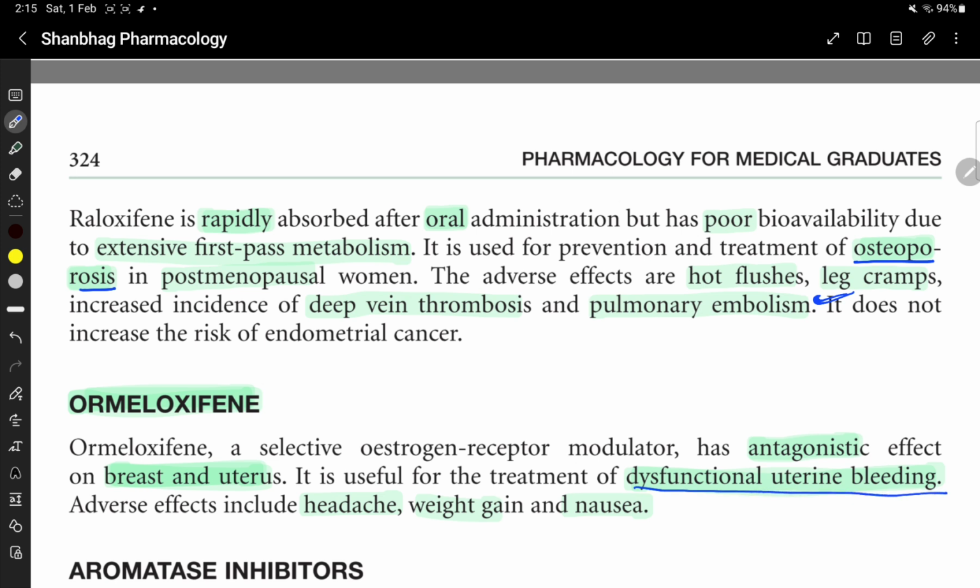Ormeloxifene का use for dysfunctional uterine bleeding. Adverse effects: headache, weight gain and nausea. Ormeloxifene has antagonistic effect on breast and uterus. Use: treatment of dysfunctional uterine bleeding.